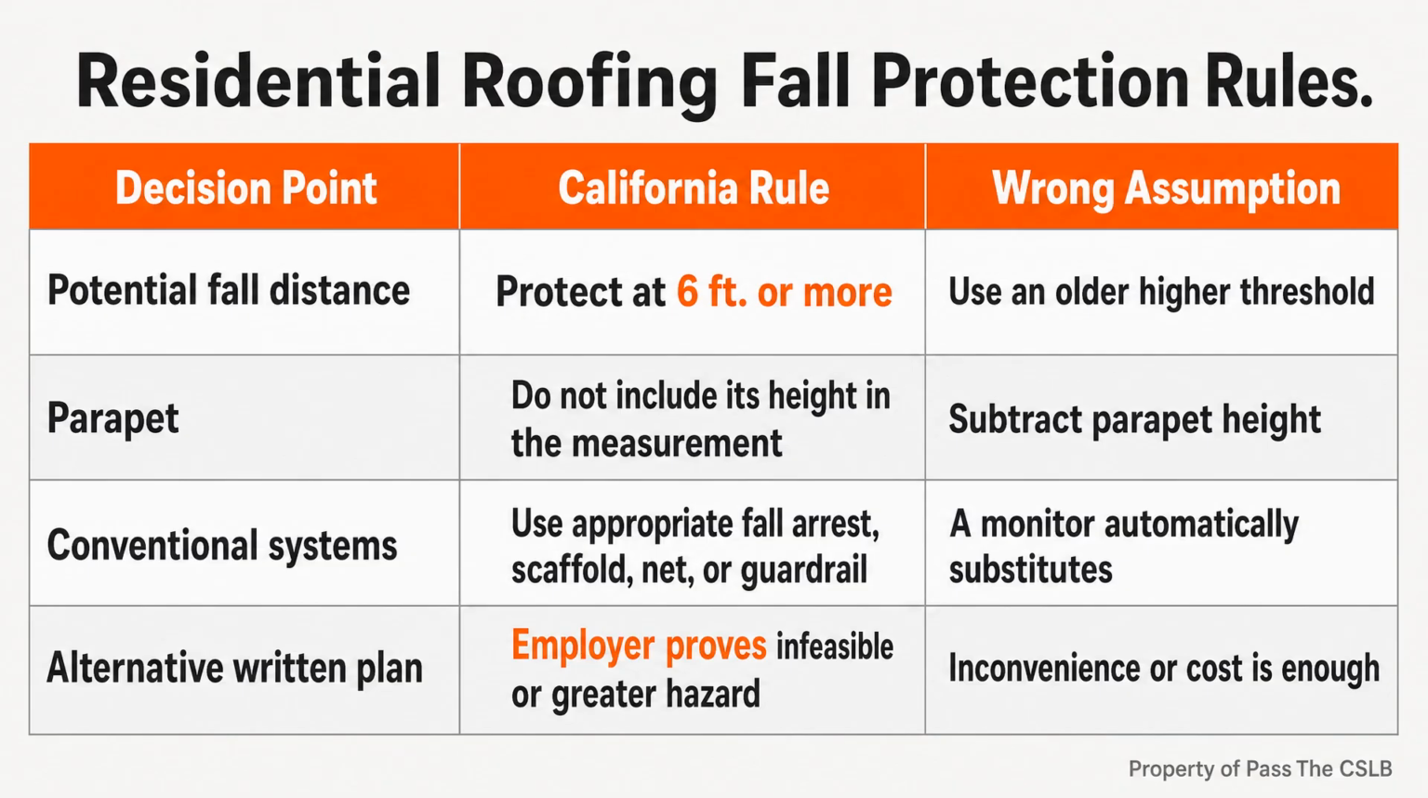Imagine a residential re-roof with a potential fall of 10 feet to the landscaping below. A foreman remembers a higher threshold from a different activity and says no protection is needed. I would stop the roofing activity. The supported residential roofing trigger is 6 feet, and the 10-foot exposure exceeds it. If a short parapet is present, its height is not deducted from the measurement.